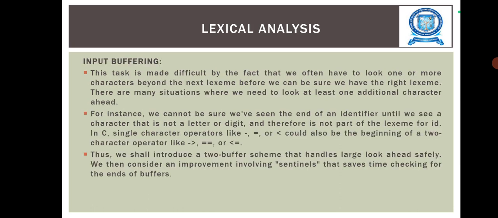The next one is input buffering. This task is made difficult by the fact that we often have to look one or more characters beyond the next lexeme before we can be sure we have the right lexeme. There are many situations where we need to look at one additional character ahead. Here in C, single character operators like minus, equal or less than could also be the beginning of two character operators like equal-equal, less than or equal to, greater than or equal to. This will introduce a two buffer scheme that handles large lookahead safely.